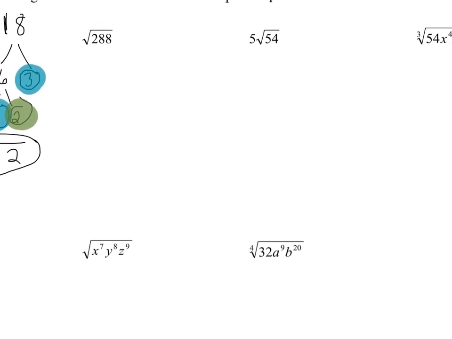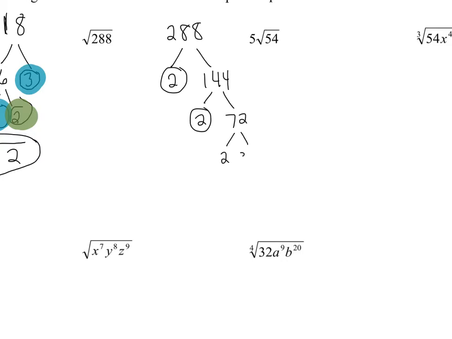So let's look at 288, kind of a bigger number. I don't know much that divides into 288, but I know it's even. So I can break it down as 2 times 144. 144 is still even, so I can break that down as 2 times 72. 72 is still even, so I can break that down as 2 and 36. 36 is 6 and 6, which is still not prime. But these are 2 and 3, 2 and 3. So a much larger factorization in this case.